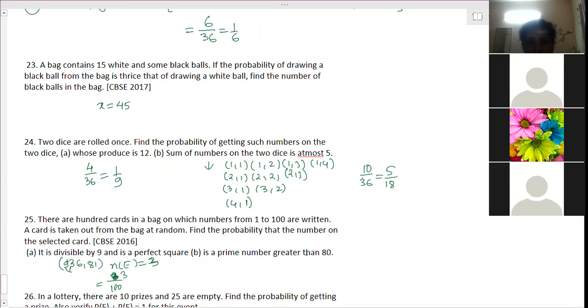It is a prime number greater than 80. What are the prime numbers greater than 80? 83, 87. 87 is not. 89. 97. That's it.